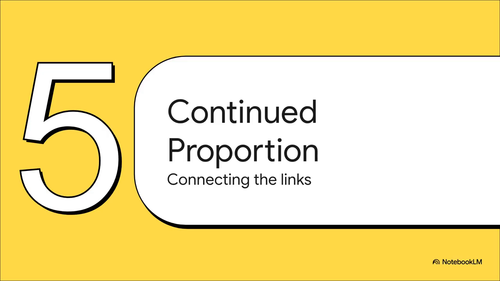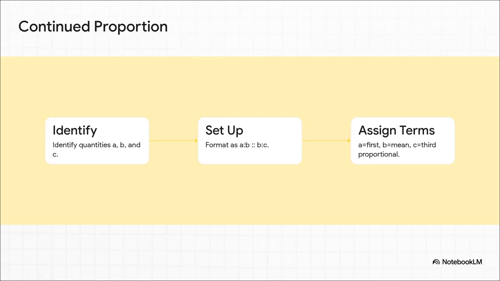This brings us to Section 5, continued proportion. So, when three quantities, A, B, and C are related in that exact bridge format we just talked about, A is to B as B is to C, they are said to be in continued proportion. It really ties everything together. The first term A is the first proportional, B is the mean proportional, and C is the third proportional. So, if a test question ever asks you for the third proportional, just remember, it's simply the C at the very end of a continued proportion chain.